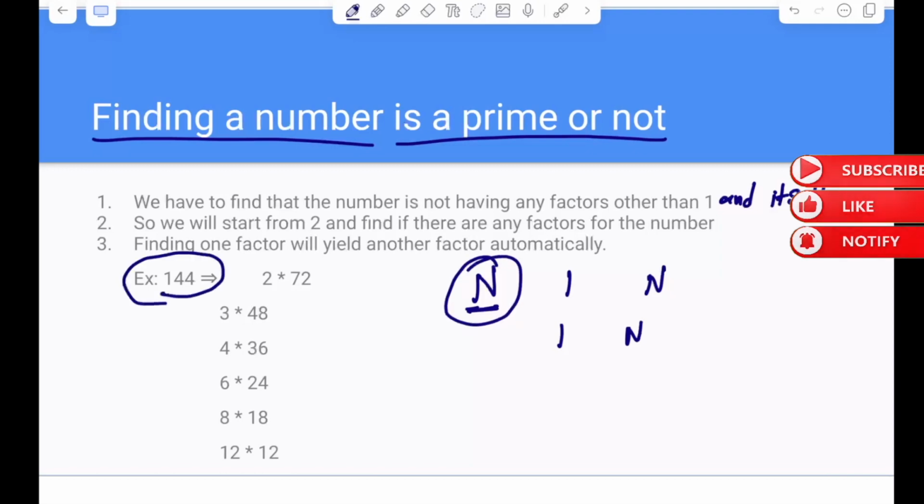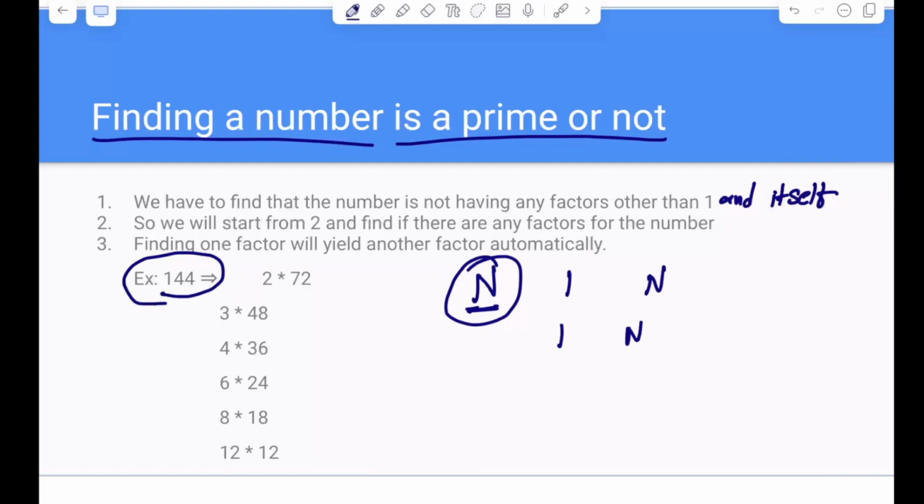Let us take one example, 144. Let us try to find whether it has factors or not between 1 and 144. 144 can be divided by 2 evenly.